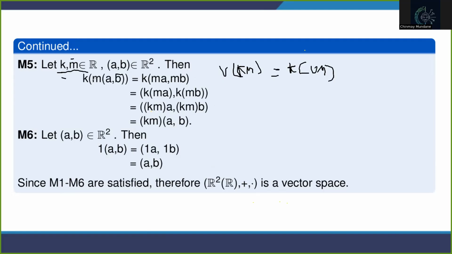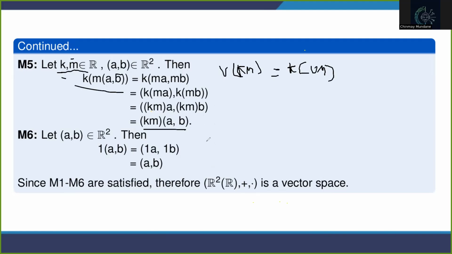If we do k m (a, b), so (a, b) is basically a vector, and km is a scalar, k is also a scalar. So you first multiply by this, then you multiply by this. Or you can multiply km first and then a, and here km first and then b. So it can also be km(a, b). So this is the same thing, this and this. So this is the associative law for scalar multiplication.